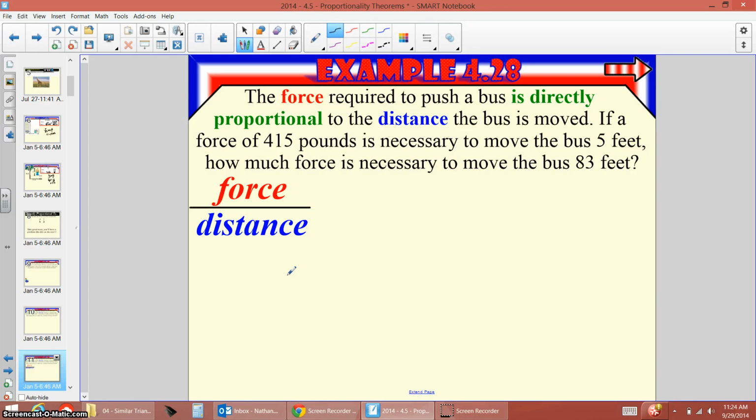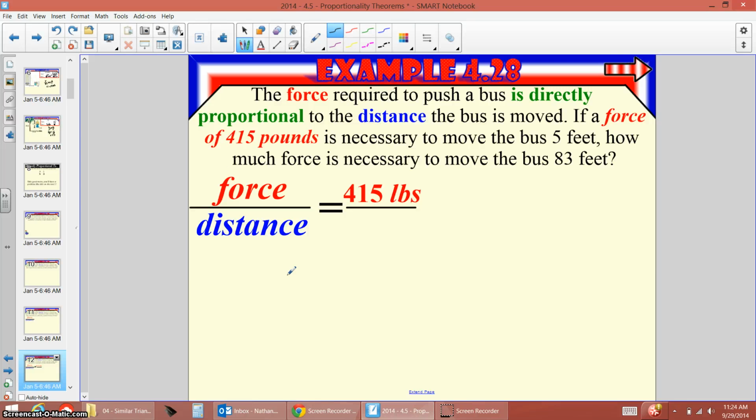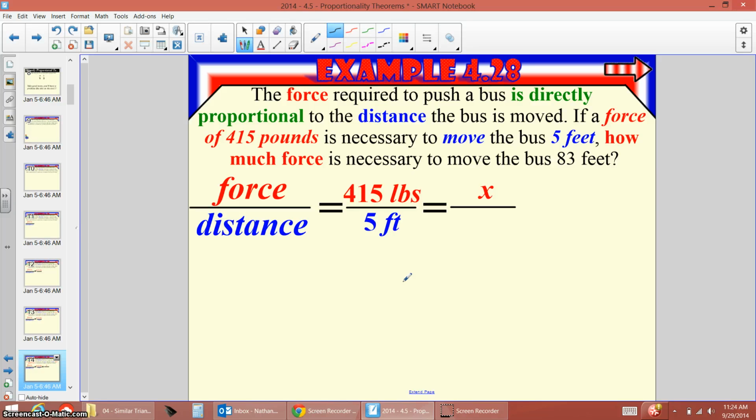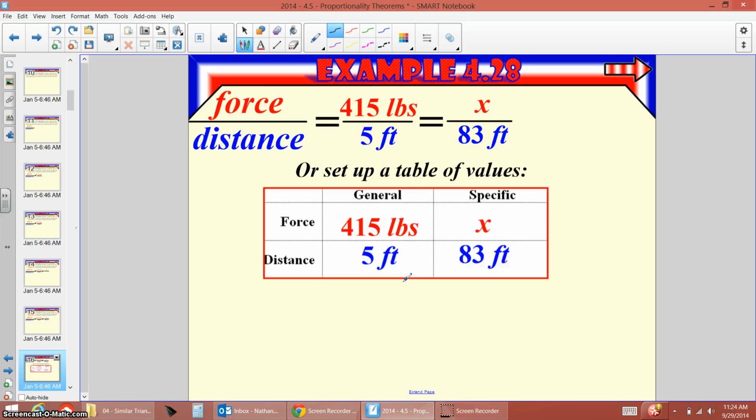Now we look at our first bit of information, and I've got a force of 415 pounds. Notice how force is on top, and the force of the first example is right here. So that much pounds moved the bus 5 feet. Now I want to know how much force would move the bus 83 feet. So I'm just setting it up as a proportion. Force is on top, distance is on bottom. I cross multiply, and I set it up.